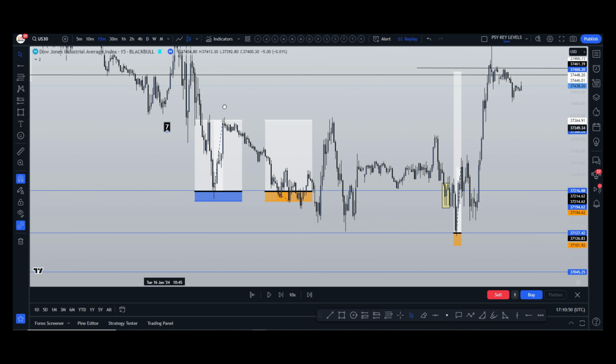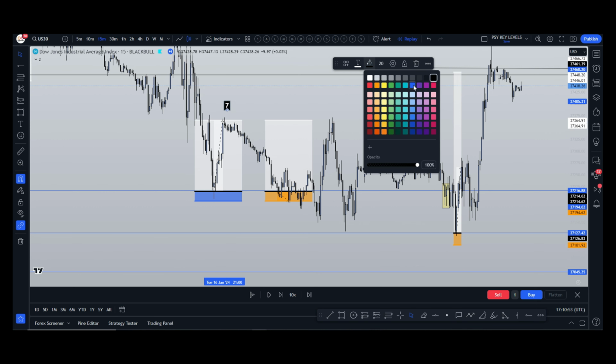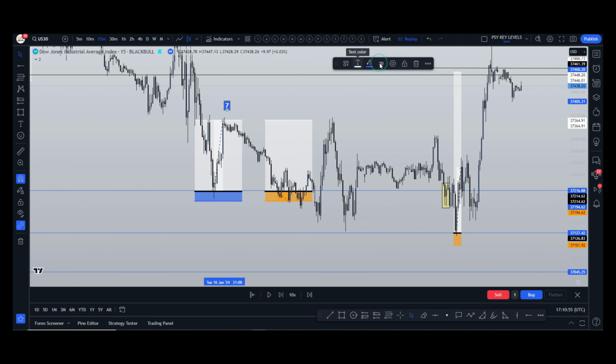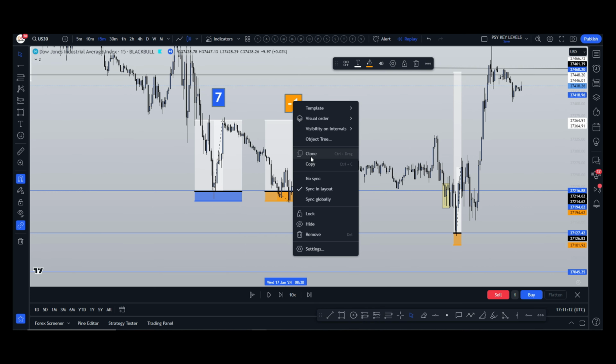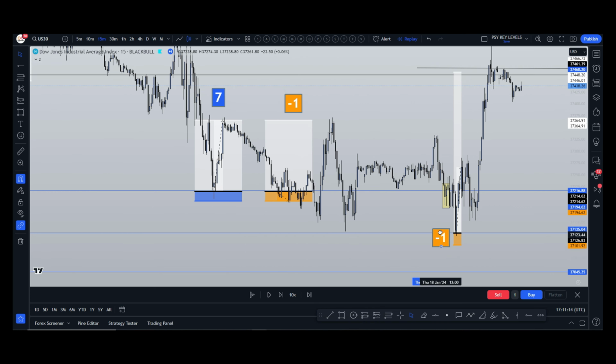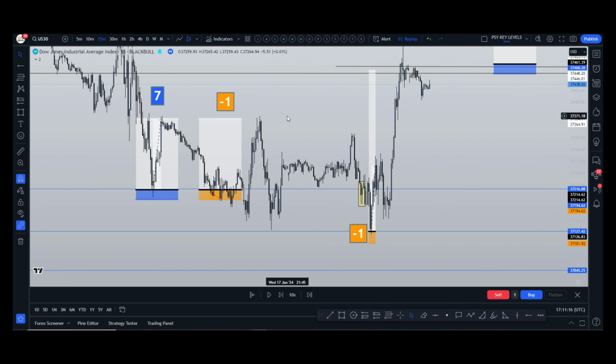What I like to do is change the color of this to blue and the size of this so you can see better, let's just call it 40. We made 7. Now the next ones are -1s because we lost 2 trades in a row. So -1, color it orange. This is our backtest as well. -1 here as well. Now I'm still 5% in profit.